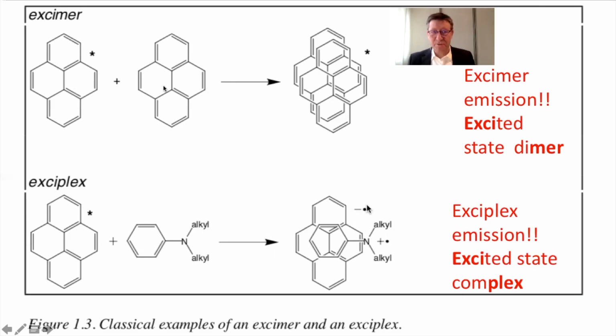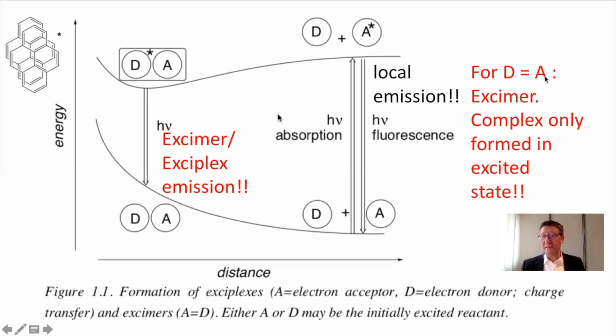Everything you now know about the excimer of Pyrene: you have an excited state molecule, it meets a molecule in the ground state, they can form this excimer, and it shows excimer emission. It is the excited state dimer, and they do not interact in the ground state. The Exciplex showed very similar emission, and that is why they called it like that. So it's an excited state complex. So here you see Pyrene, the excited state. It meets a dialkyl aniline, and it forms this charge transfer state, a radical anion and a radical cation of the donor. If donor and acceptor are the same, then we have the excimer, and you have seen this before.